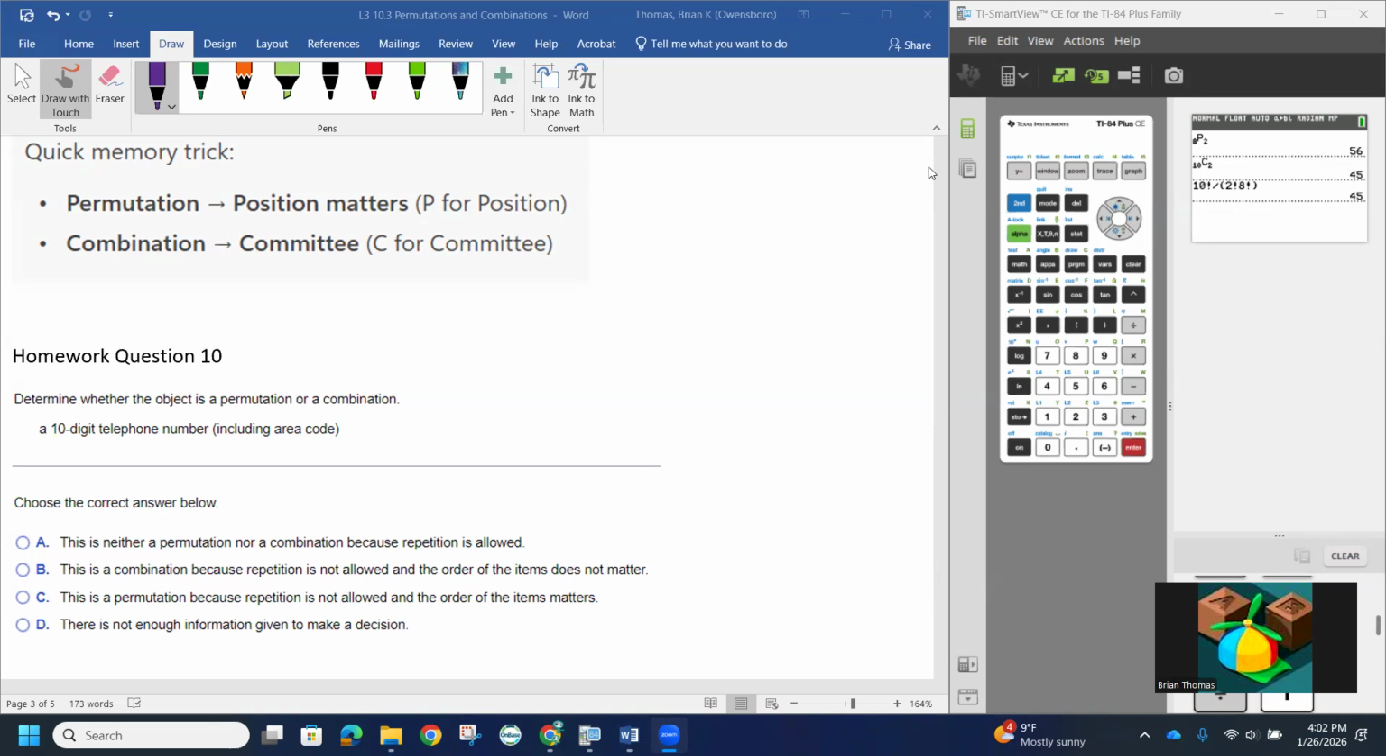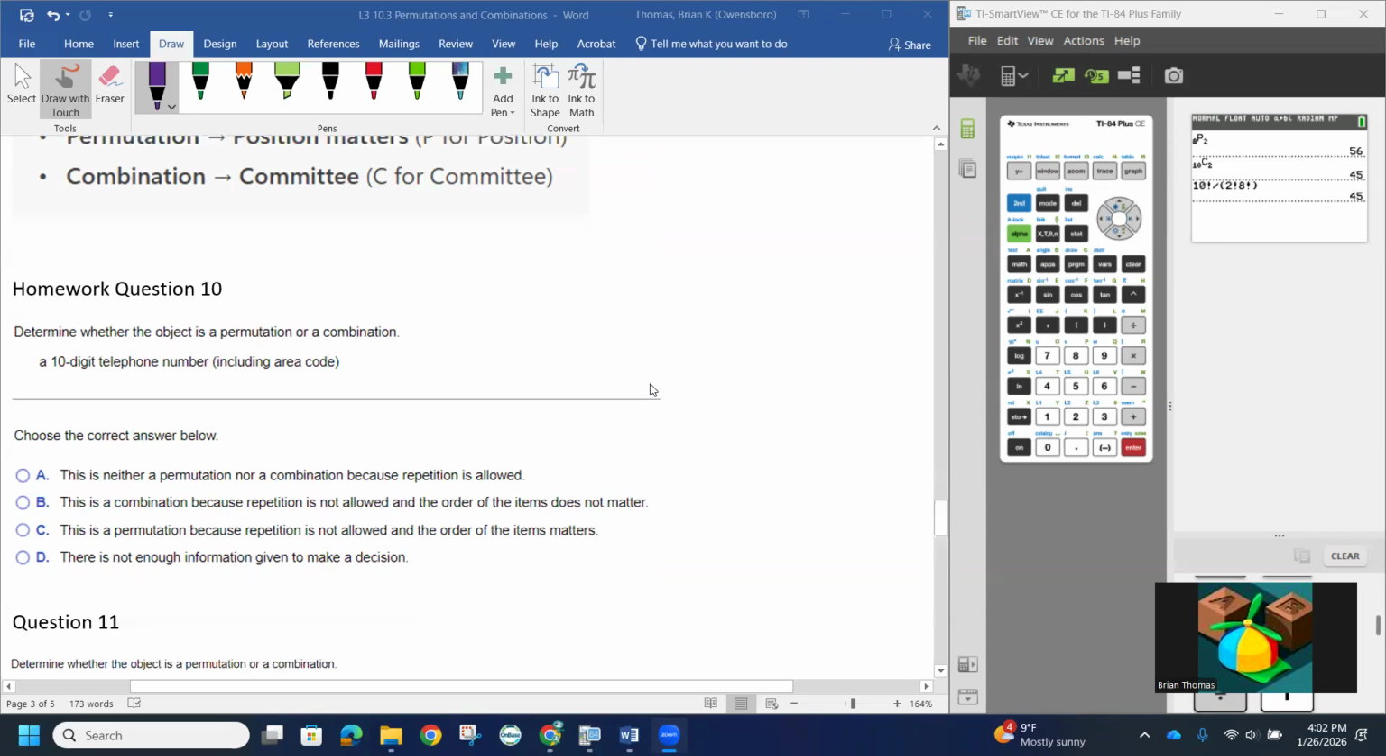So as we look at some sample questions in your homework, question 10, we start to get into trying to identify whether we're talking about a permutation or a combination or neither for that matter. Remember, when we talk about permutations and combinations, we're talking about using the factorial formulas. If we're not using the factorial formulas, then we're not really dealing with what they're trying to identify here.